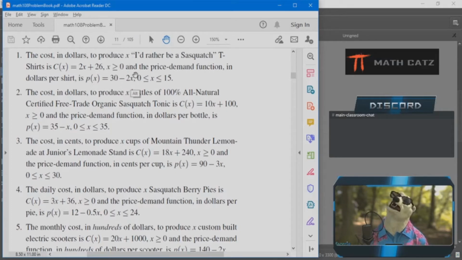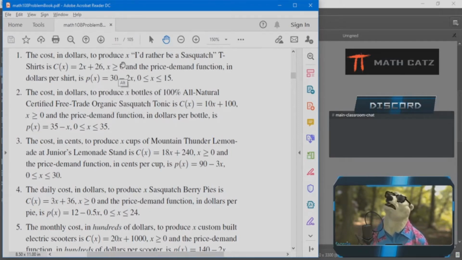And then in addition to that, the price demand function in dollars per shirt is given by this. Now that means that's sort of how many I'm going to sell. If I make X, then the price at which I can sell them, assuming I sell them all for simplicity, is going to be given by this. Let's just ignore the range for X. We don't have to read too much into that right now.